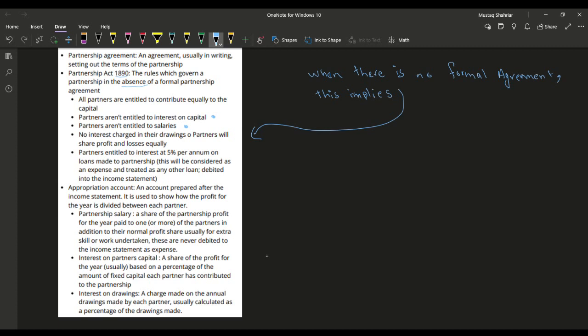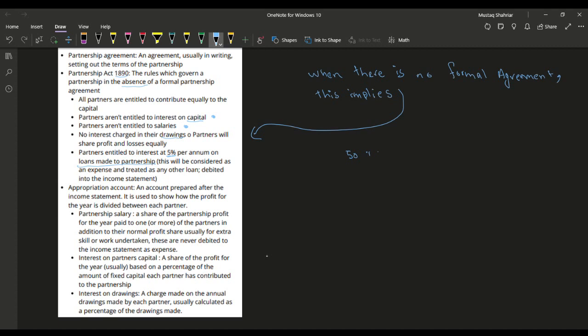And the partners will share profits and losses equally. So the share of profit and loss would basically be 50%. And no interest charged on the drawings. No interest is charged on capital. However, partners are entitled to an interest of 5% per annum on loans that are made to the partnership.